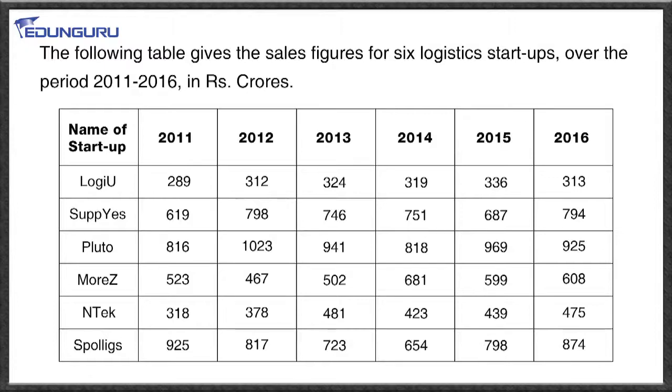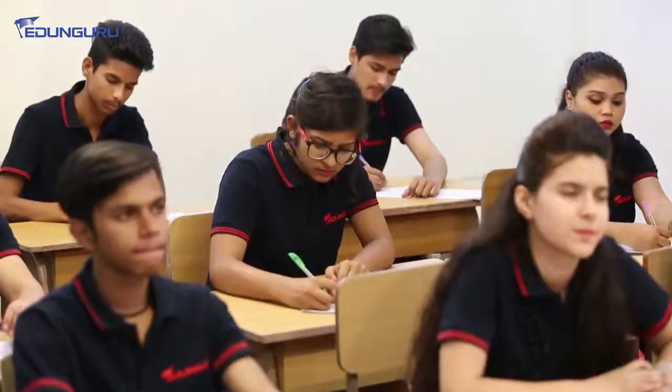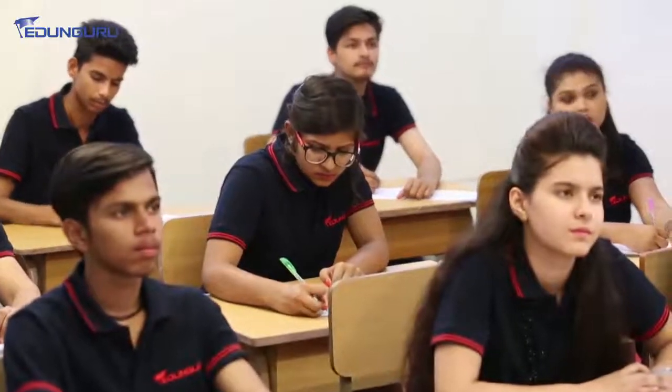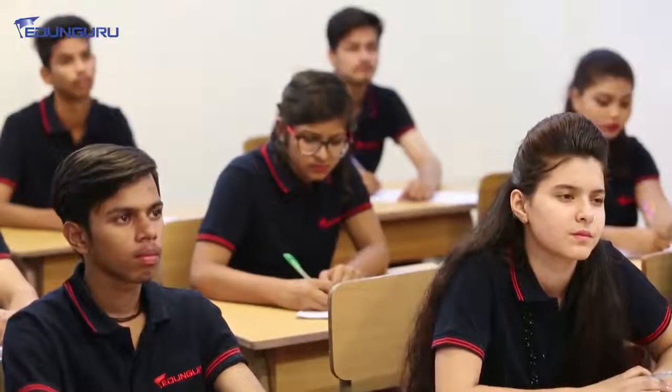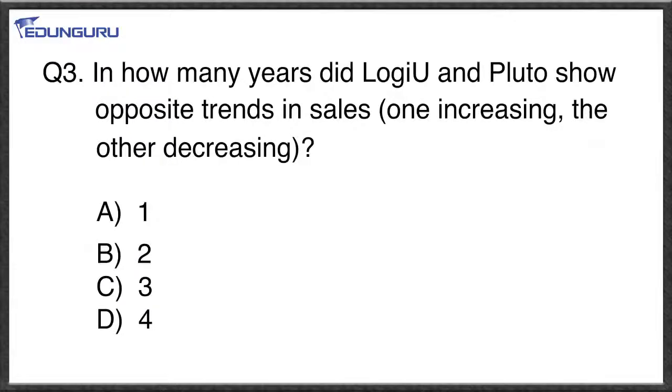Hence, we find there is only 1 year period, that is from 2012 to 2013, when LRDI increased and Pluto decreased. That was the only year when these 2 brands showed opposite trends. Hence, the answer is option A, which is 1 year.